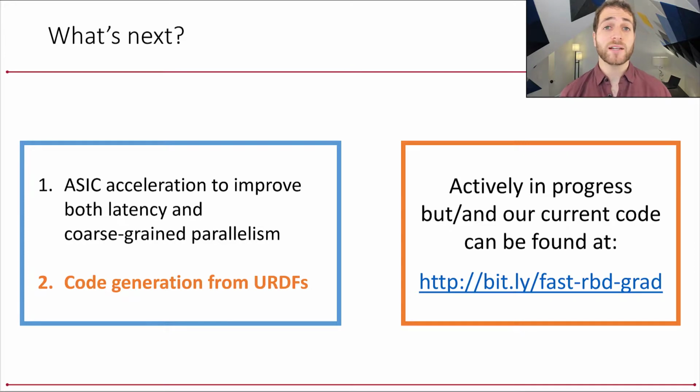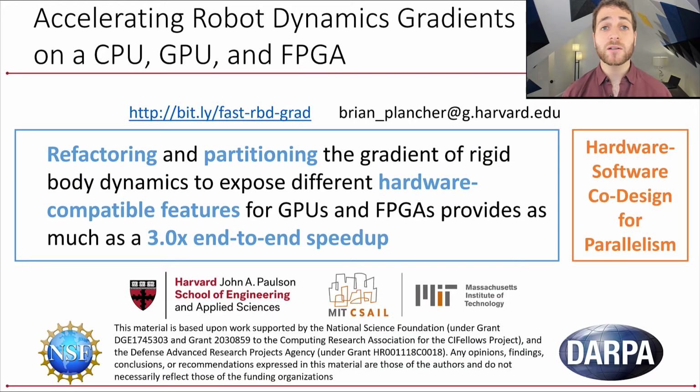In the meantime, if you'd like to check out our current CPU and GPU results, you can find that on GitHub by going to bit.ly/fast-rbd-grad.